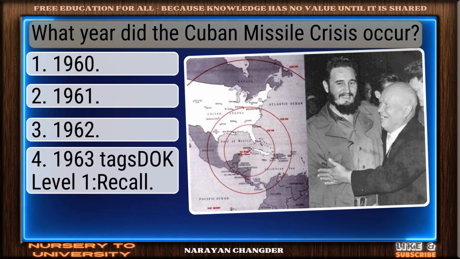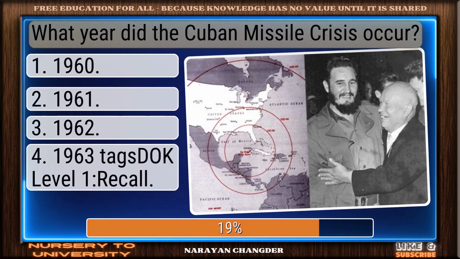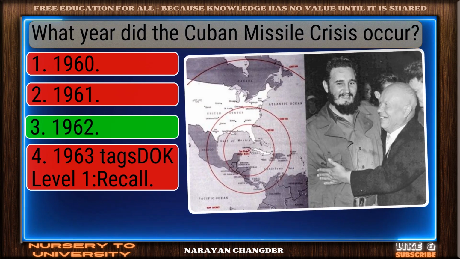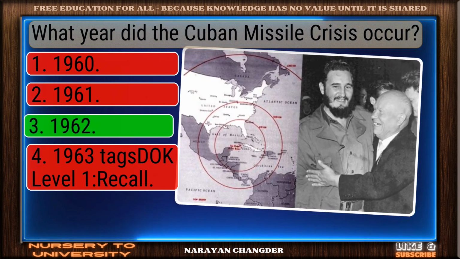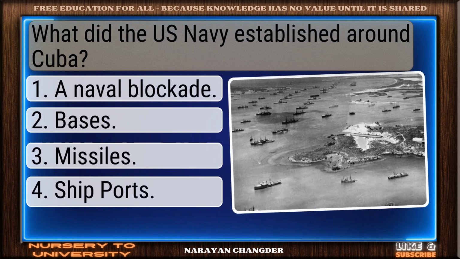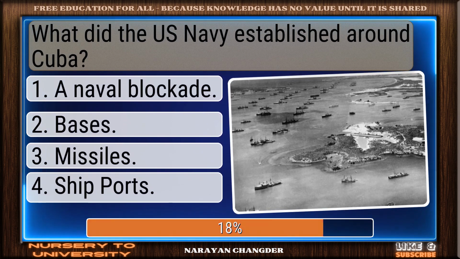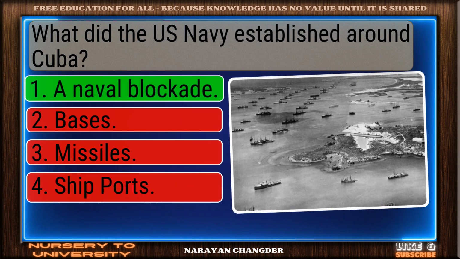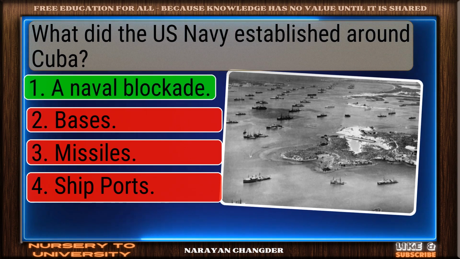What year did the Cuban Missile Crisis occur? Great thinking. 1962 is the right choice. What did the US Navy establish around Cuba? You got it. Your choice, a naval blockade, is right.